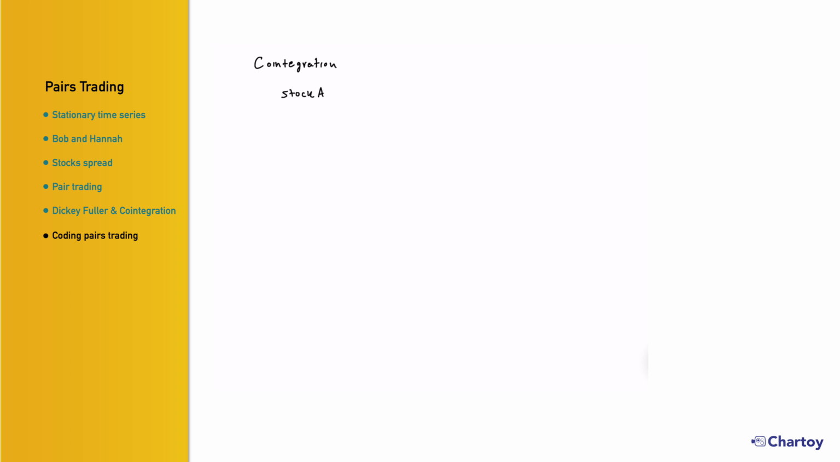Co-integration means that we have stock A, which is not stationary, right? It moves at different speeds and the variance is not constant. And stock B by its own is also not stationary, right? So each one of them individually is not stationary, but a linear combination between them, like adding or subtracting them, will provide the spread, and the spread should be stationary.